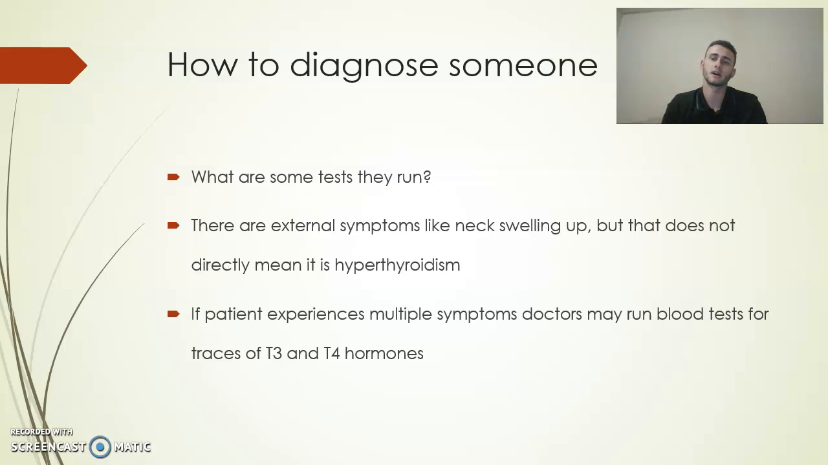However, what they will do is doctors will run blood tests to see the traces of T3 and T4 hormones in the blood. And depending on how the levels appear, they can diagnose you with either hyper or hypothyroidism. In this case, your T3 and T4 levels would be elevated significantly, so they would diagnose you with hyperthyroidism.